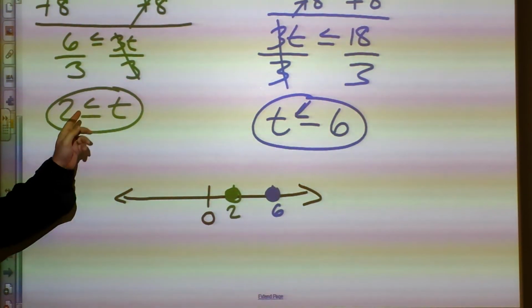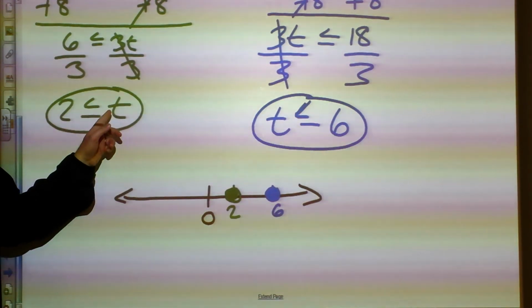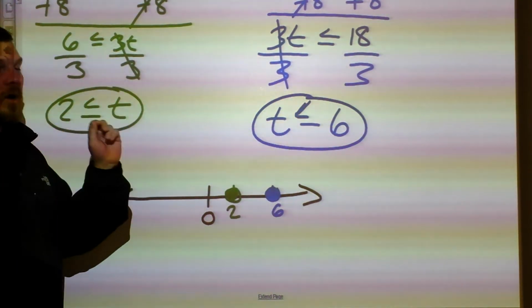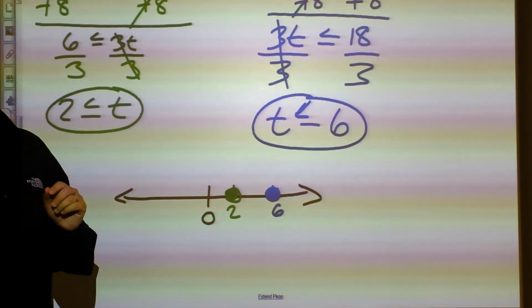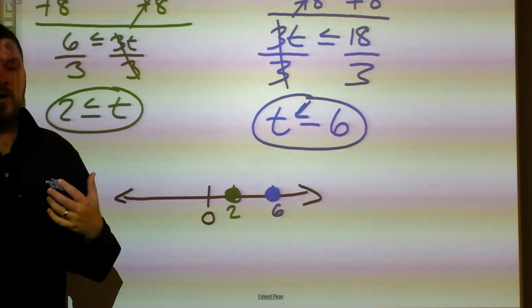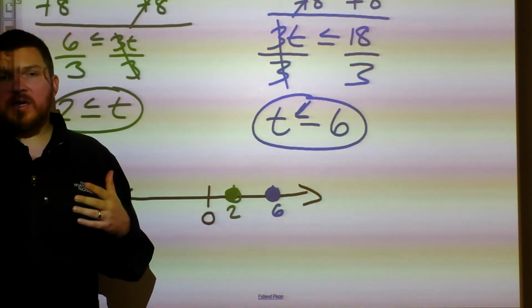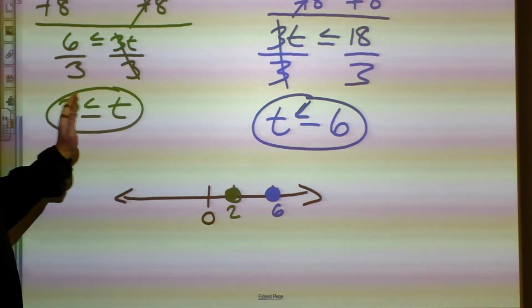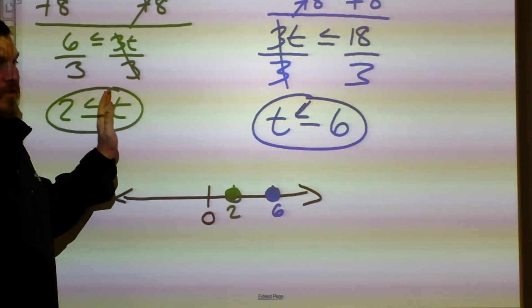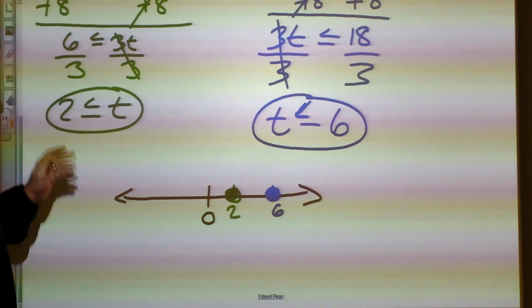2 is less than or equal to t, or you can read it t is bigger than or equal to 2. I suggest you always read it based on whatever side the variable is on. I know in this particular problem, t is on the right-hand side. That's kind of counterintuitive, since we're used to reading left to right no matter what we do. Always start off by reading whatever side the variable is on. t is bigger than or equal to 2.